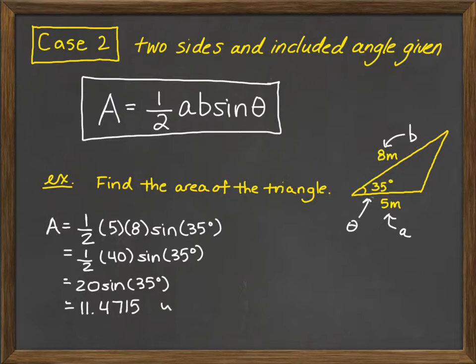And so that's approximately 11.5 meters squared for our area. So remember, with area, we do square units. So this is going to be meters squared, just like in the last example, where we had, I believe, centimeters squared.